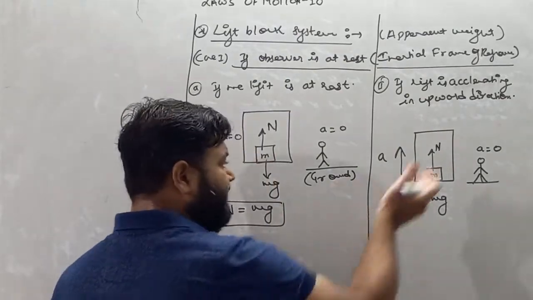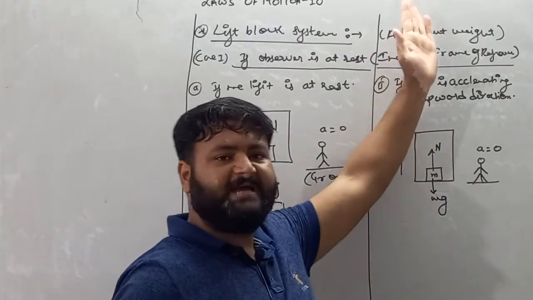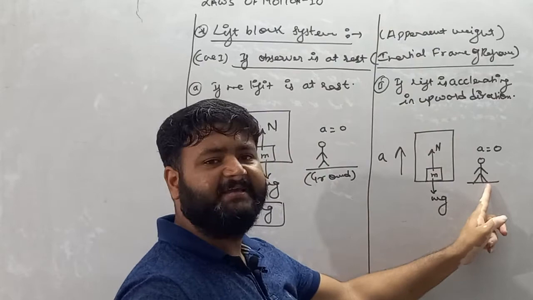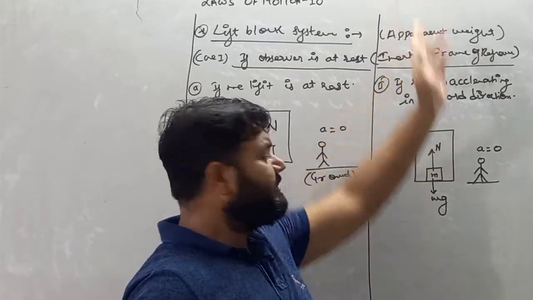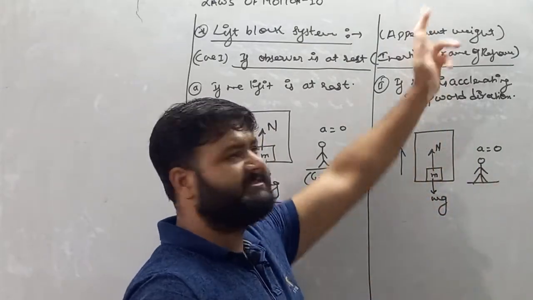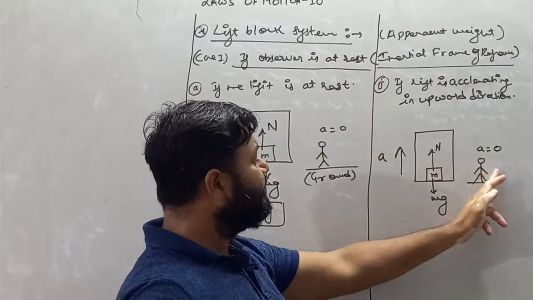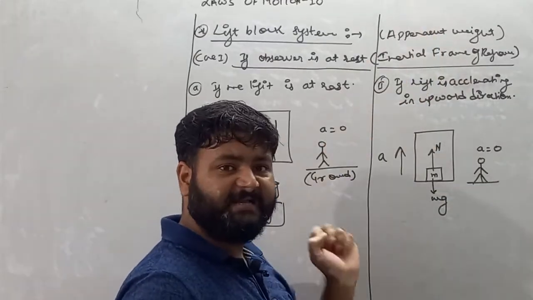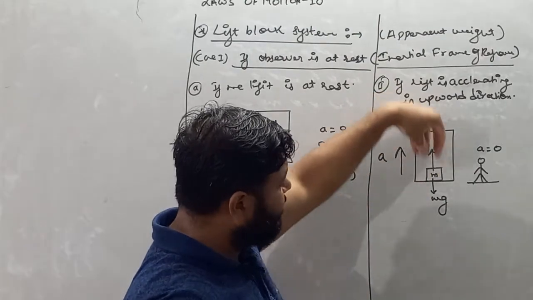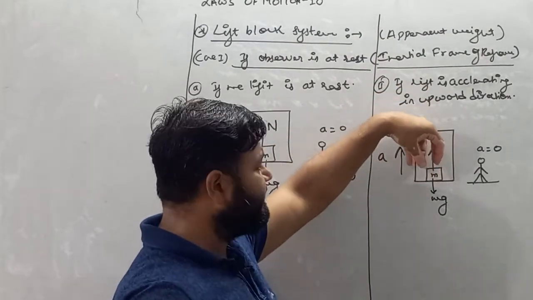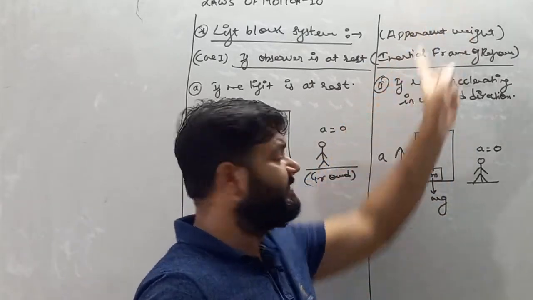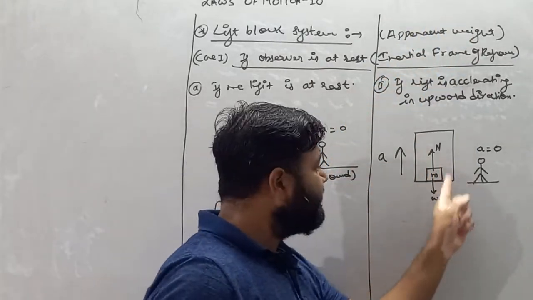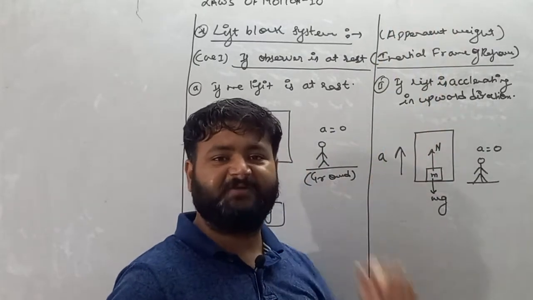Now see, the lift is moving in the upward direction. I am standing here and I am seeing this lift which is moving in the upward direction. So what will we say? We'll say the lift is moving in the upward direction, and there is a block which is placed on the lift. Now see, my dear student, if the lift is accelerating in the upward direction, then it is obvious that the block is also accelerating in the upward direction.